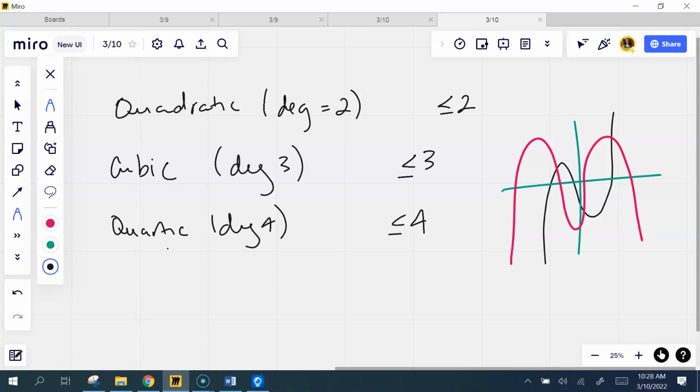So if the degree is n, what's the most number of zeros it can have? N. The degree tells you the most number of zeros. That's actually the fundamental theorem of algebra. The degree tells you the number of zeros. Now, we say number of zeros because they could be imaginary and they could be what we call repeated, which we're going to talk about today.